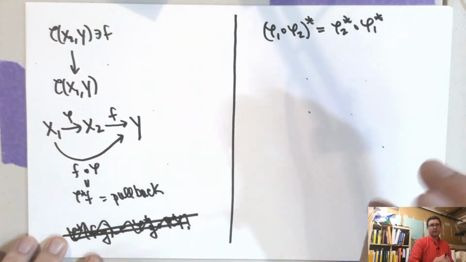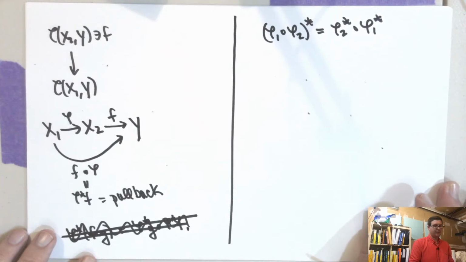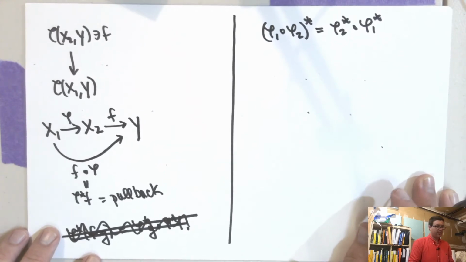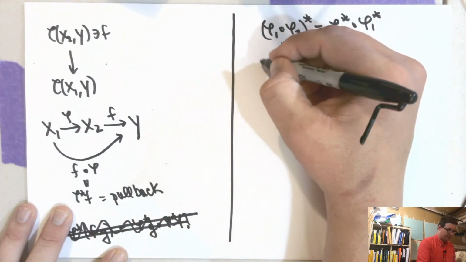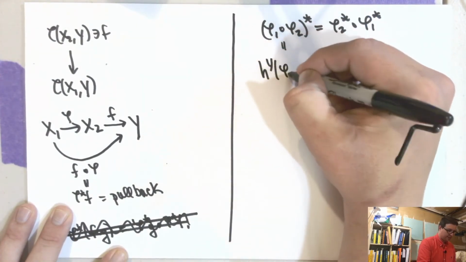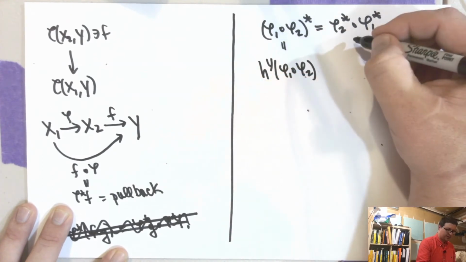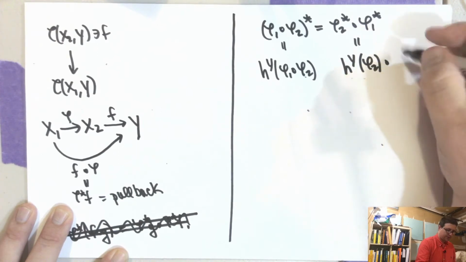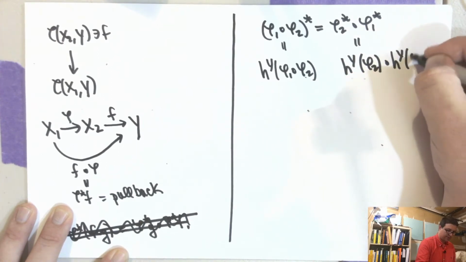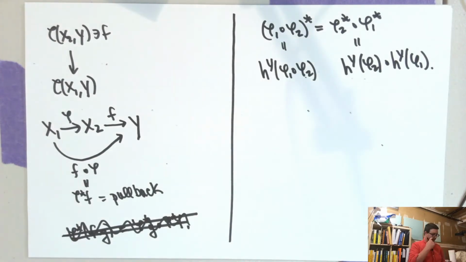So if I had two of those maps, then that's what would happen. Another way of writing this is that hy of phi 1 composed with phi 2 is hy of phi 2 composed with hy of phi 1. All right, that's the co-representable functor. Let me just say a word: there's a very important theorem called Yoneda's theorem that will appear later.